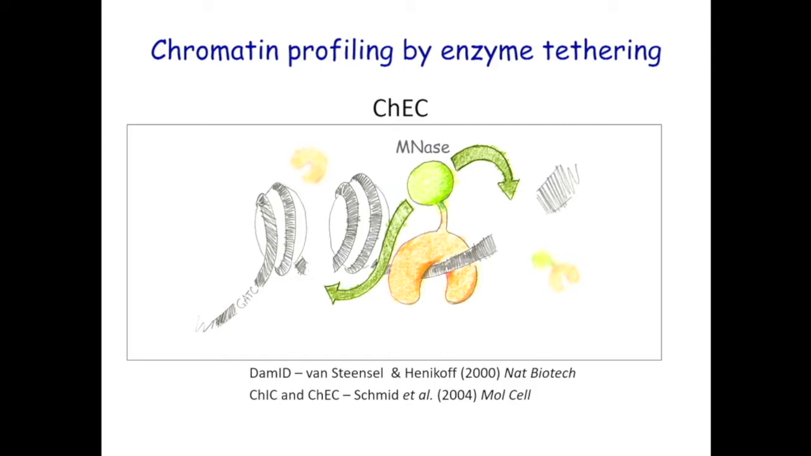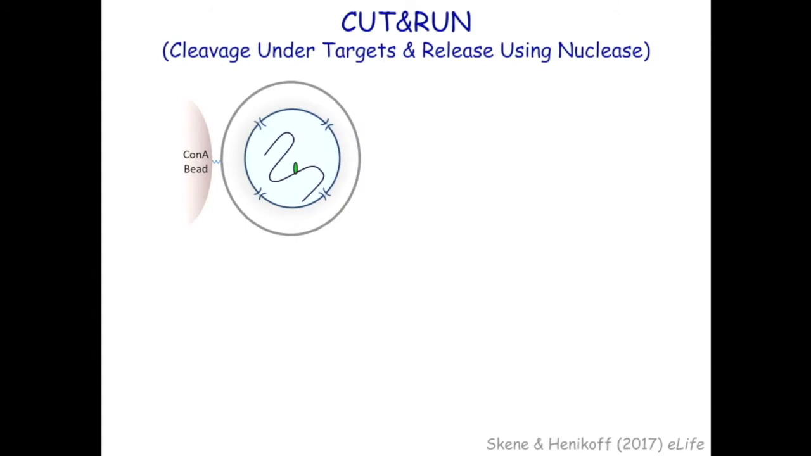And he called this ChEC, for chromatin endogenous cleavage. And Gabe Zentner, when he was a postdoc in the lab, turned this from a Southern blot readout into a modern sequencing-based readout, ChEC-seq. However, it's this method ChIC that we've really paid the most attention to. And our assay for this, which was developed by Peter Skene and myself, we call CUT&RUN.